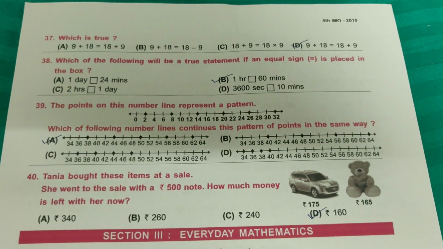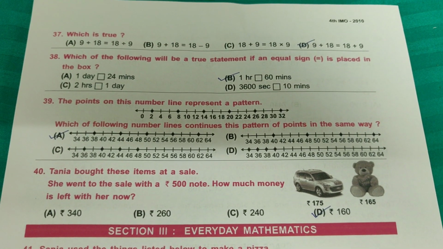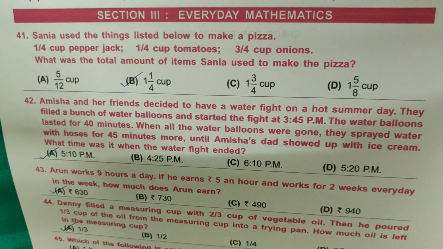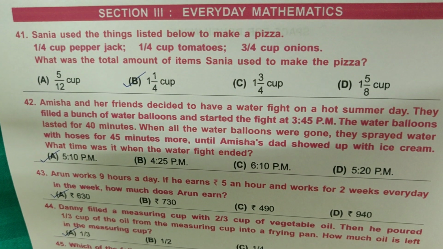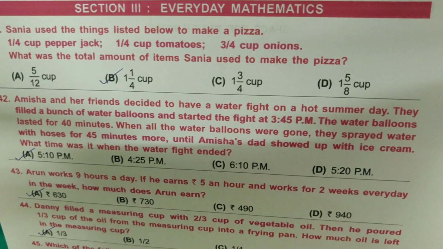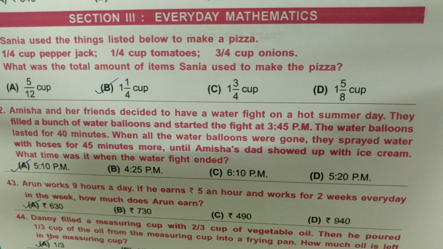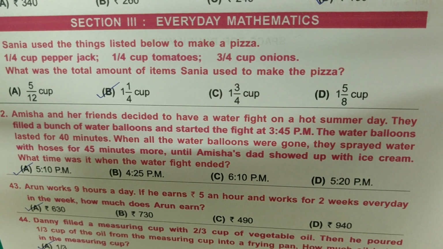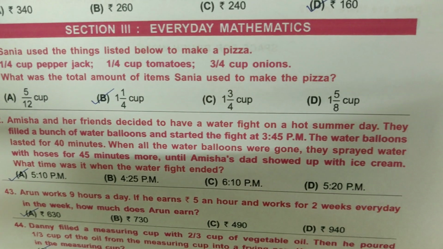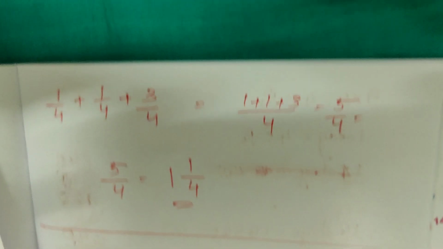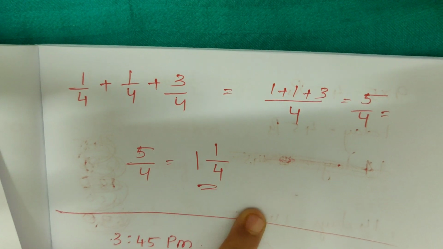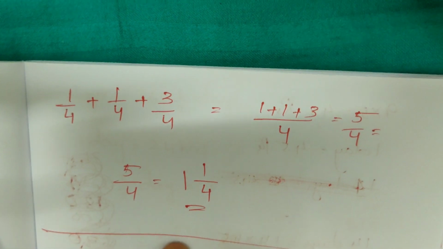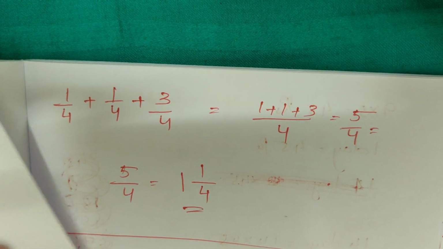Let's move on to the third section, everyday mathematics. Sania used the things listed below to make a pizza. 1/4 cup pepper jack, 1/4 cup tomatoes, 3/4 cup onions. What was the total amount of items Sania used to make the pizza? So guys, my mom has this solution so that I can just read it out for you because I'm still learning this in class. The answer is B bit over here.